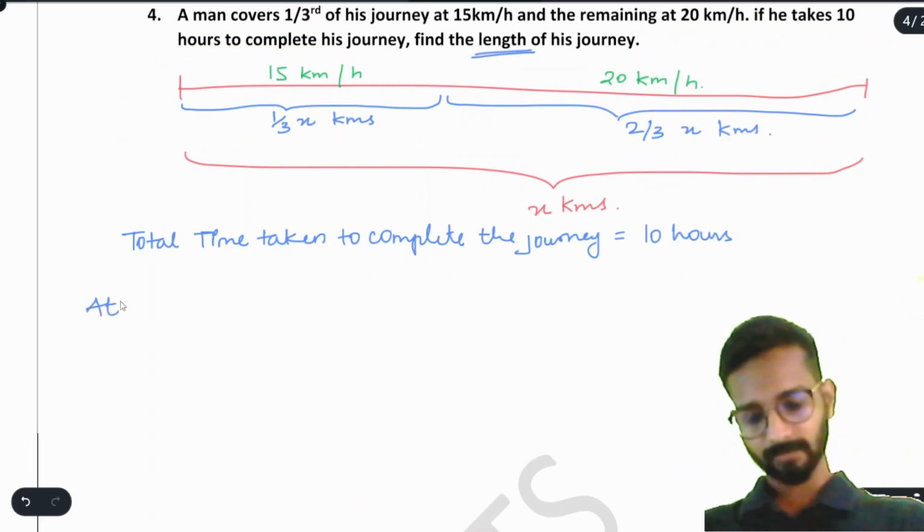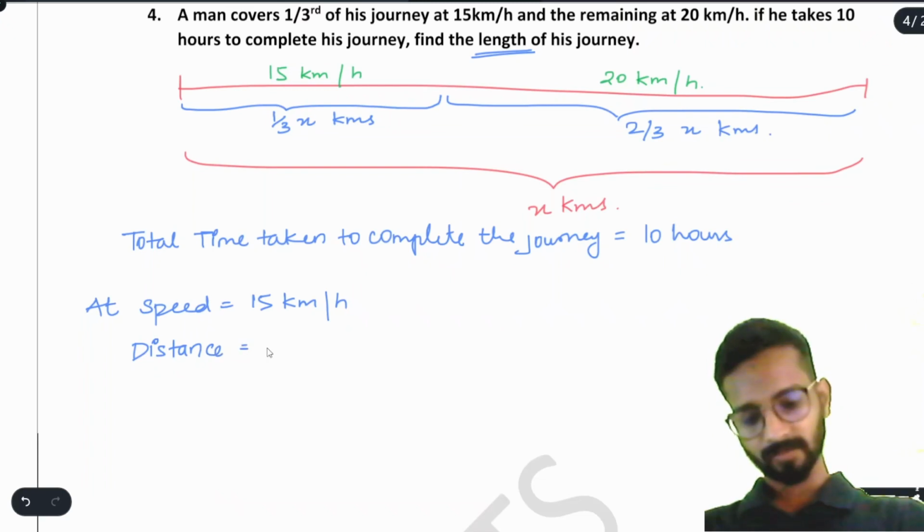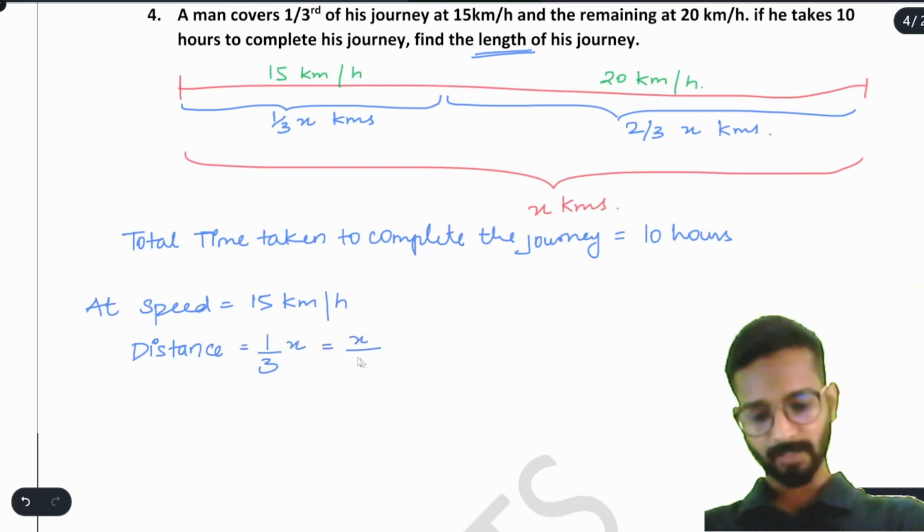At speed 15 kilometers per hour. How much is the distance covered? You will say, sir, distance is 1 by 3x. Distance covered is 1 by 3x, or you can say x by 3 kilometers.